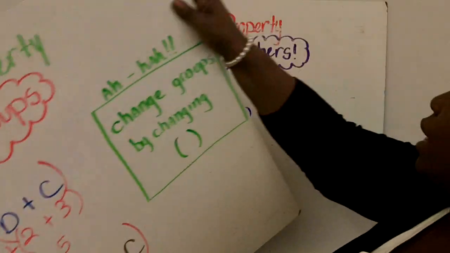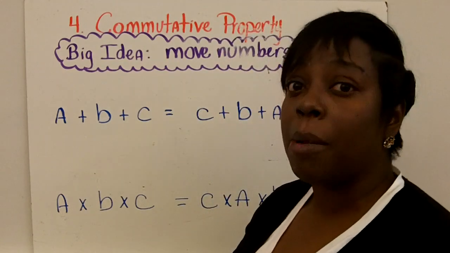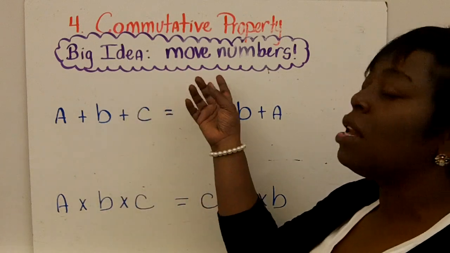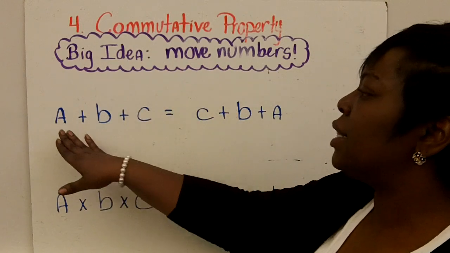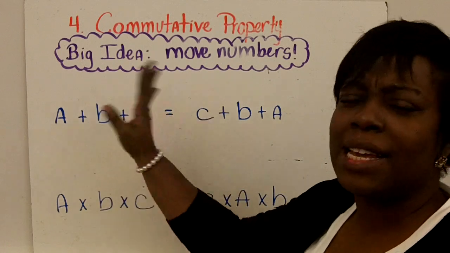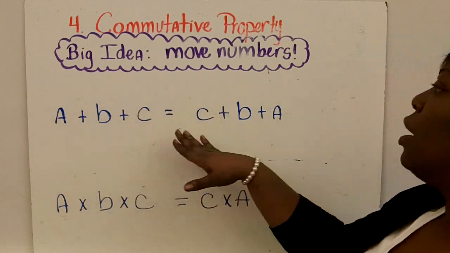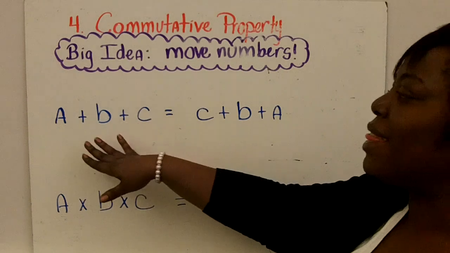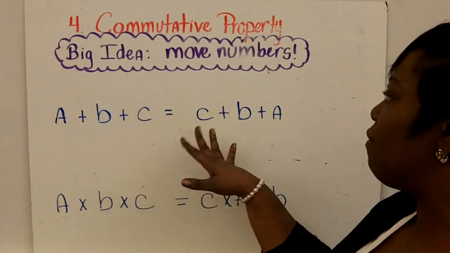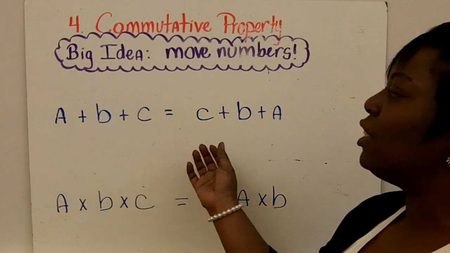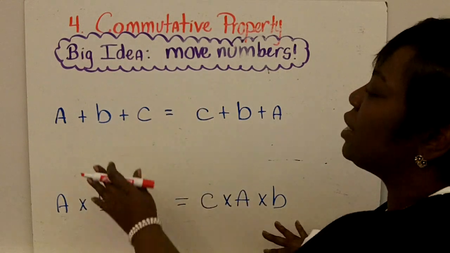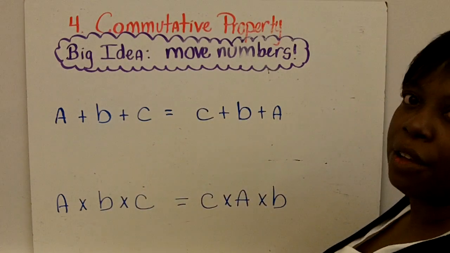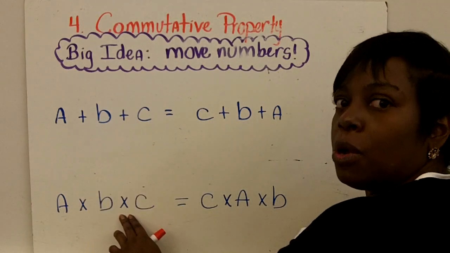The last property that I would like for us to discuss is the commutative property. The big idea with the commutative property is just that you're commuting, you're moving the numbers. So what this property says is that A plus B plus C, and again that means any number plus any number plus any number, is equal to C plus B plus A. If you notice, both sides contain the same numbers. Both sides involve addition only, but the order has changed. What this property is saying is it does not matter about the order of the numbers. So you can move the numbers, you're still going to get the same value. And that applies with addition or multiplication.